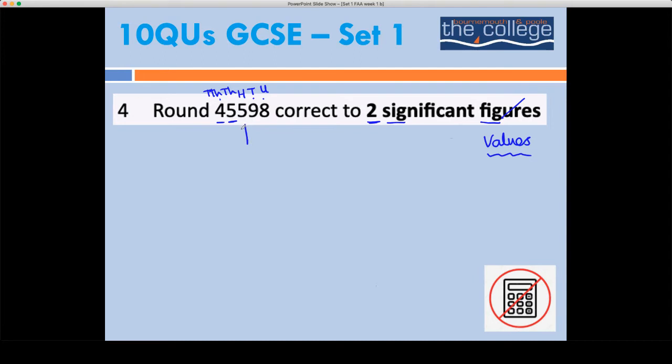But we still need to round. So we're going to look at this number here. The 5 here is going to round up, or is it going to round down on this other 5 here? So it's a 5, so it goes up in general. 5, 6, 7, 8, 9 will round up.